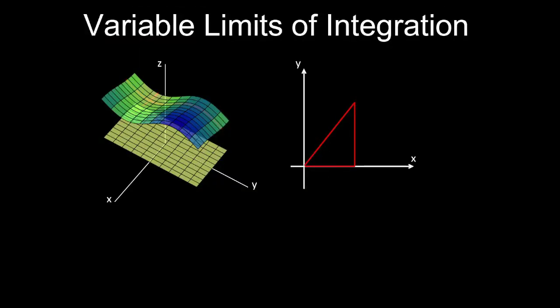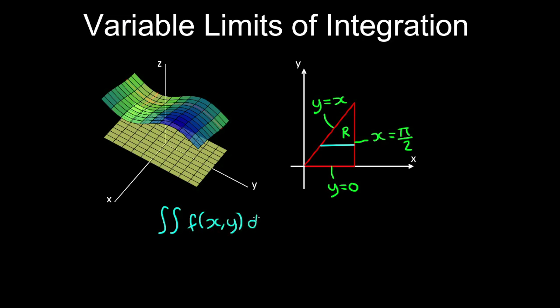We can generally use two methods to find the limits of integration for many different regions in the plane. So for example, if we have this triangular region with one boundary line defined as y equals x, and this boundary line is at y equals 0, and suppose this boundary line is at x equals pi on 2. So the first method involves using horizontal cross-sections to evaluate the double integral of the function over the area of the region.